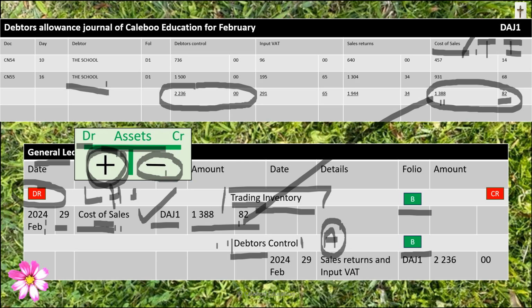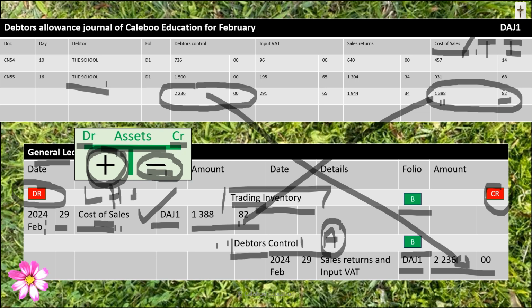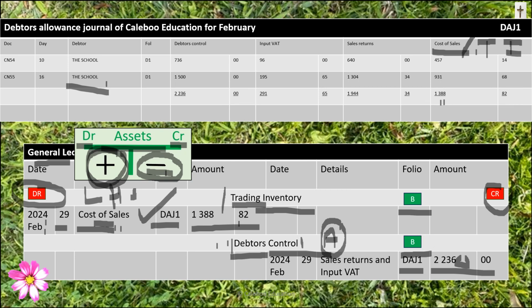Now, we're not going to receive this money from the debtor because their account was credited, and it's a decrease in assets, and the rule says credit the account. So on the credit side of debtors control, we have 2236. Where do we get the information? The Debtors Allowance Journal. Now watch this. There are two contra accounts to that 2236 to make our debits equal our credits, and let me show you that.